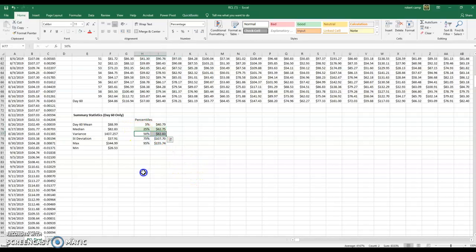So here's our 50th percentile, or once again, that's our median. So 50% of the situations that we just ran are going to be below 82. 50% of them are going to be above 82.